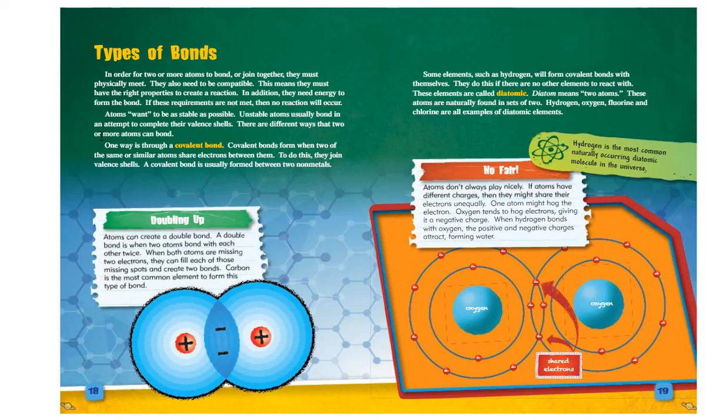There are different ways that 2 or more atoms can bond. One way is through a covalent bond. Covalent bonds form when two of the same or similar atoms share electrons between them. To do this, they join valence shells. A covalent bond is usually formed between two nonmetals.